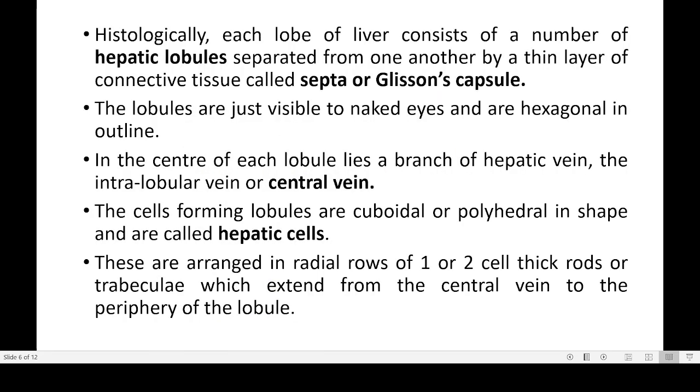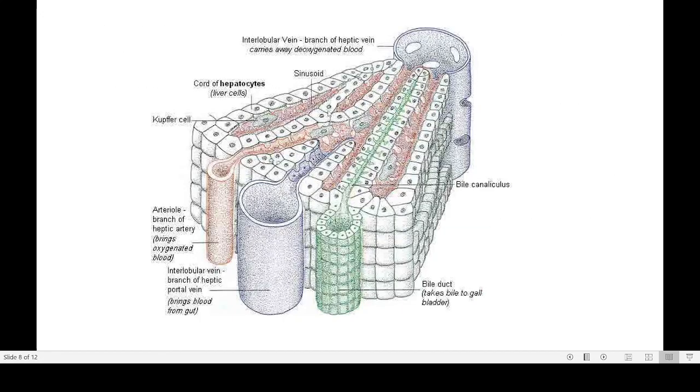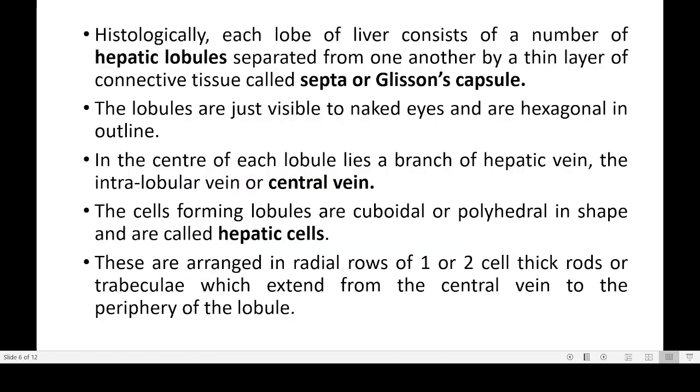They are arranged in radial rows of 1 or 2 cell thick rods and trabeculae, which extend from the central vein to the periphery. Here there is another structure called trabeculae. From the central vein we can find these, which are known as trabeculae. These trabeculae give the hepatic cells the nutrients and other materials for their living.